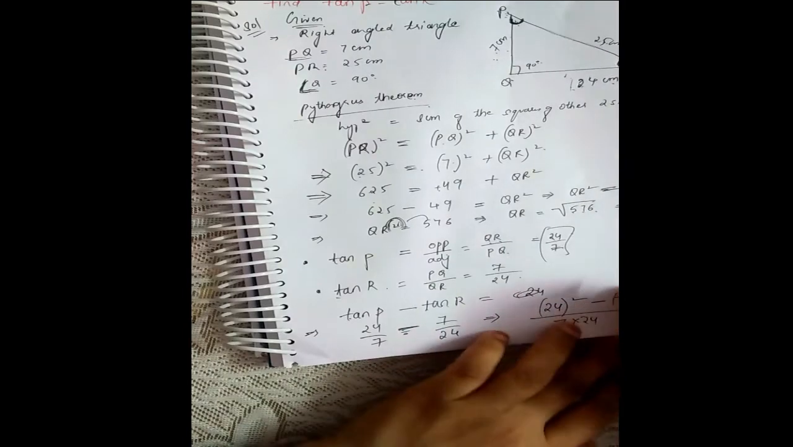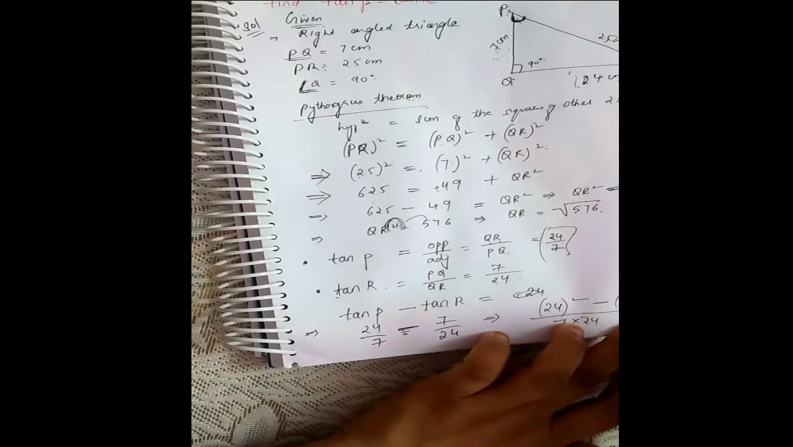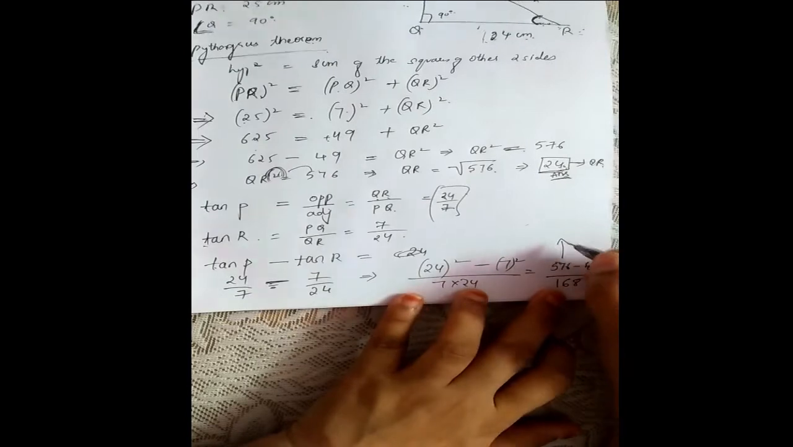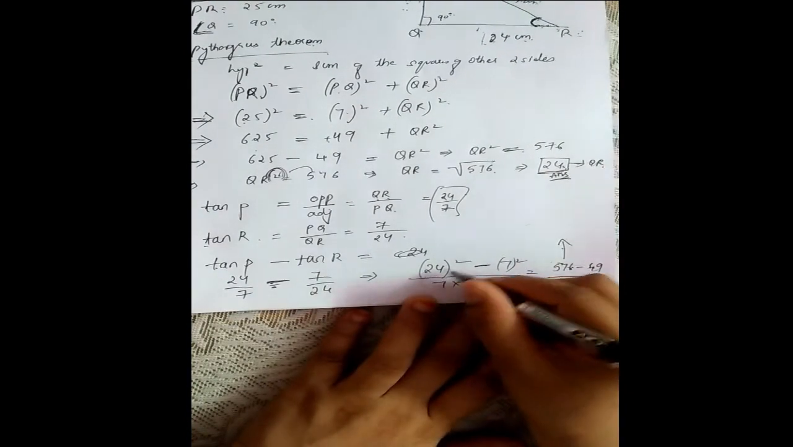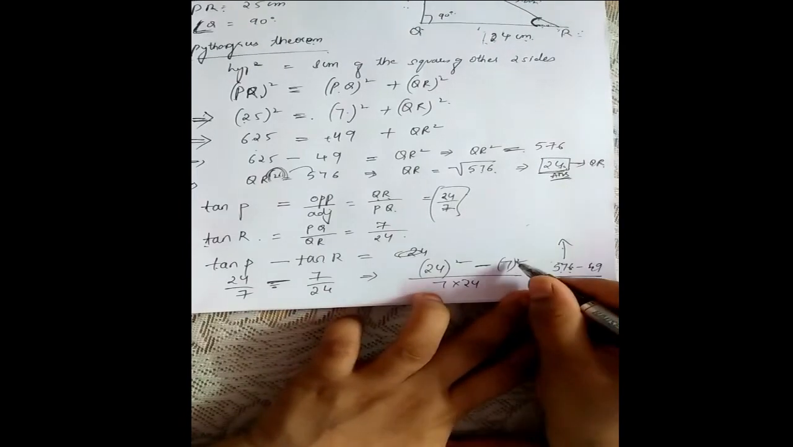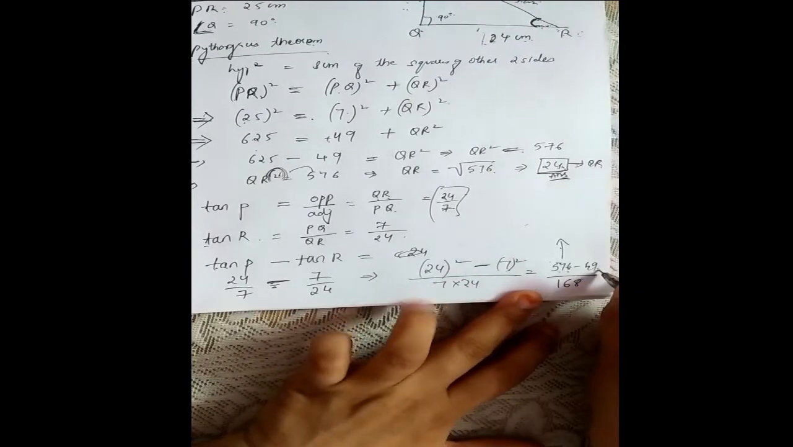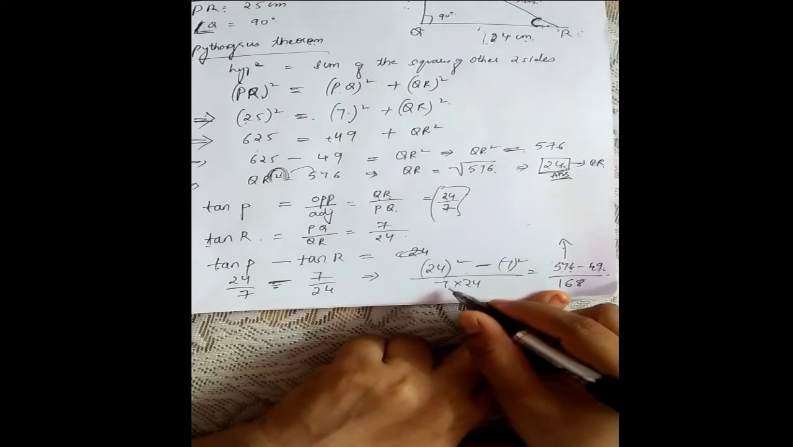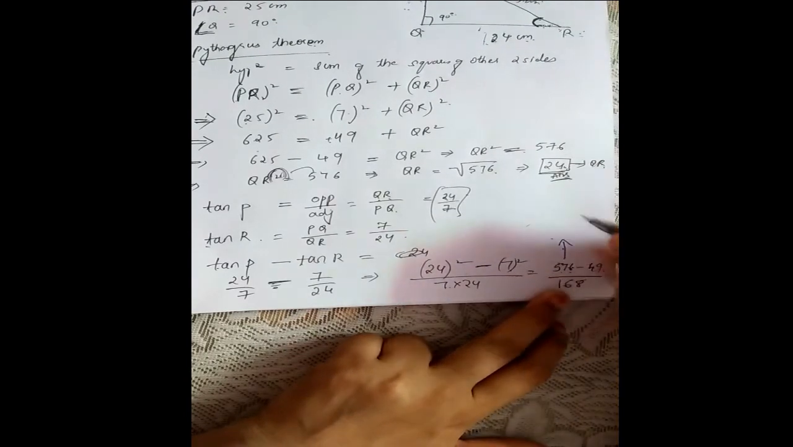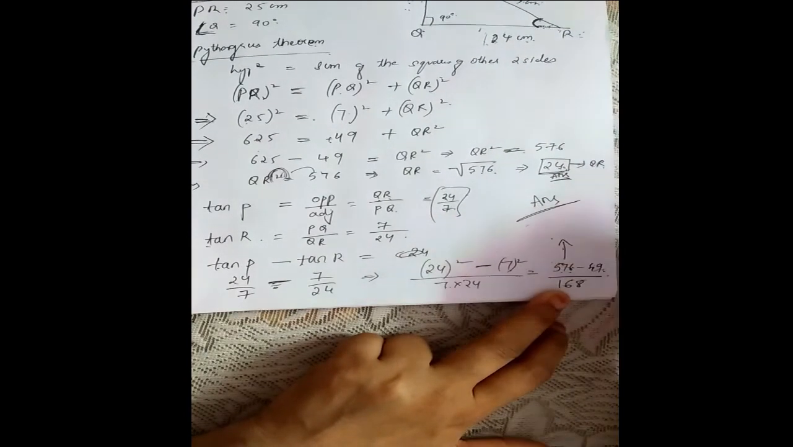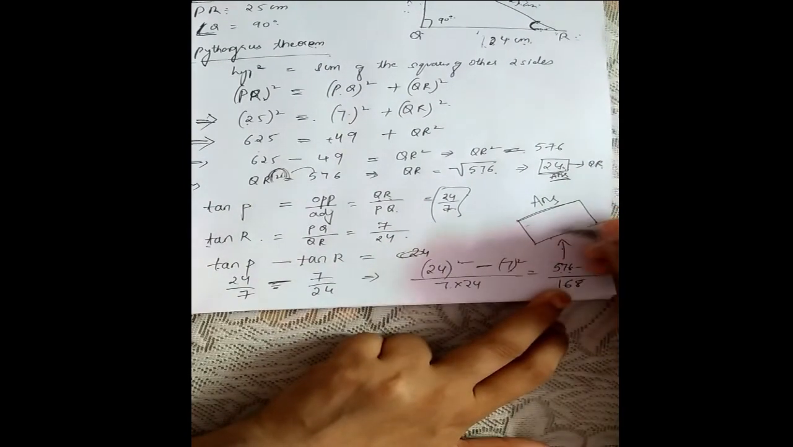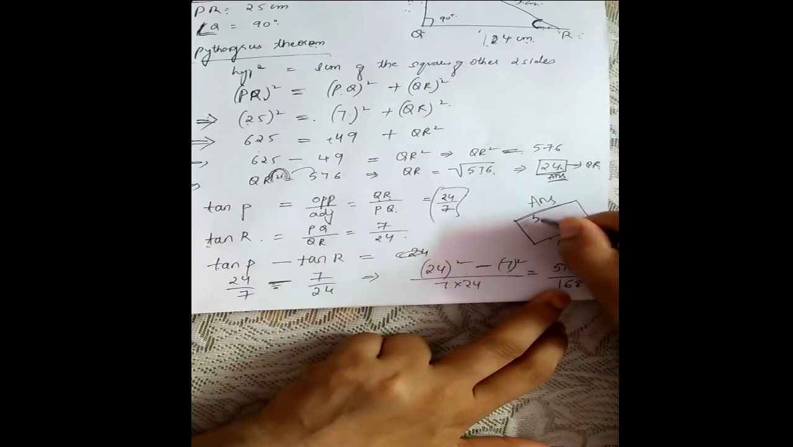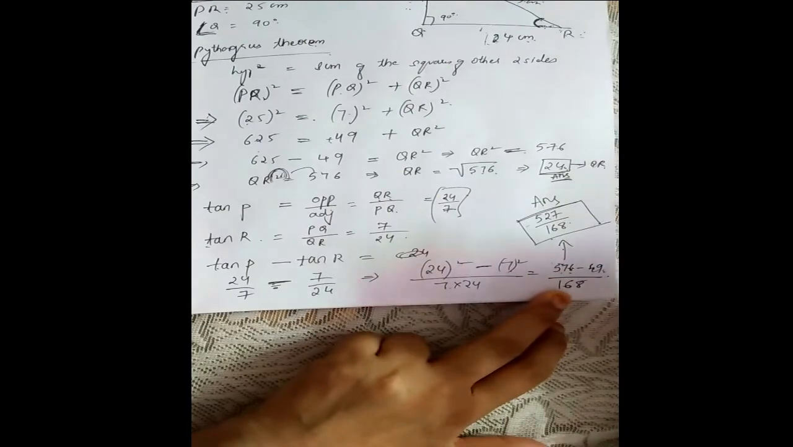Since I can't turn the page back, I'll just do this. We just got the concept: 24 square is 576 and 7 square is 49. We reduce it and divide by 24 into 7, which is 168. I'm getting the answer here itself, because we simply need to get one answer and I can't turn the page for that single thing. So the answer is 527 divided by 168. This is the answer.